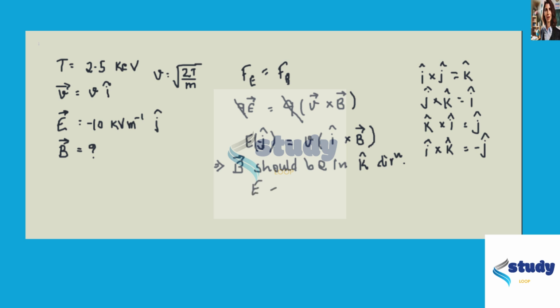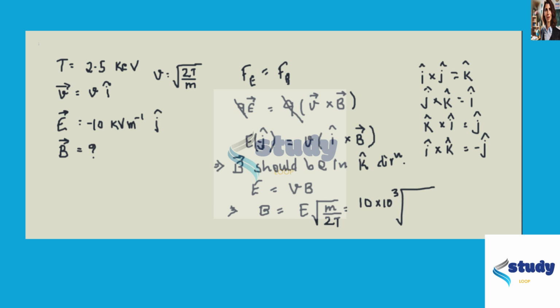Now you just need to find the magnitude, so just write the magnitudes here. So E should be equal to V times B, after the magnitude B comes out of the bracket, and i cross k cancels with minus j, and this gives me B is equal to electric field upon velocity. Electric field upon velocity is what? E times root under m by twice T. So plug in the values here. The magnitude of electric field is 10 kilovolt per meter. So 10 to the power 3. This will give me volt, right?